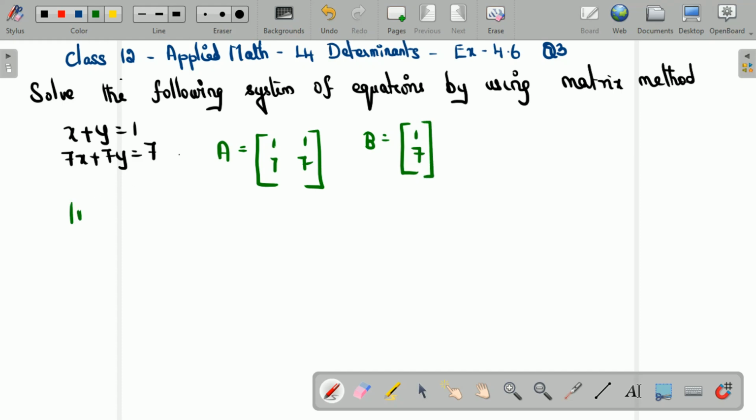First let's compute what is determinant of A. So determinant of A is 7 minus 7, which is equal to 0. Just because determinant is 0, we cannot say whether these equations are consistent or inconsistent.